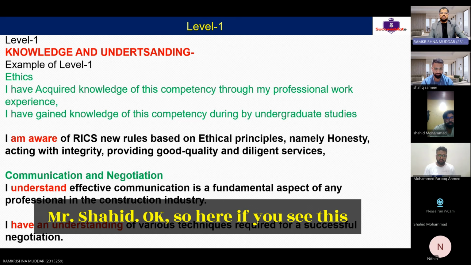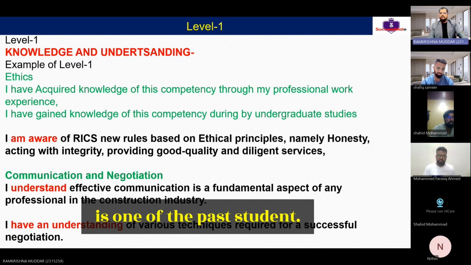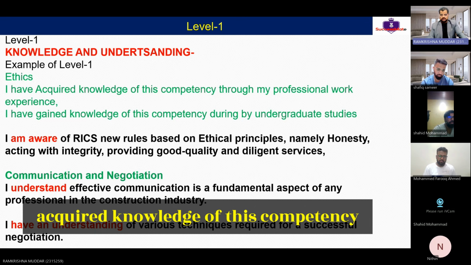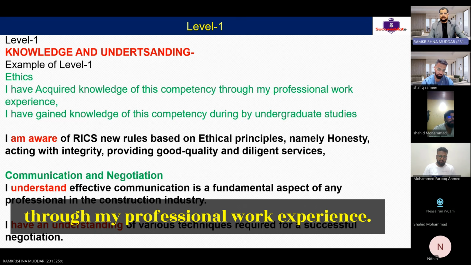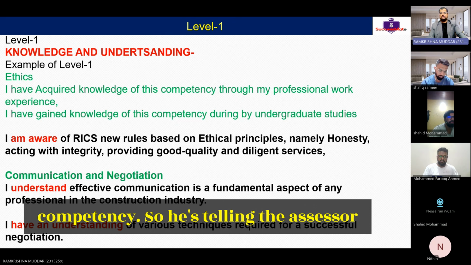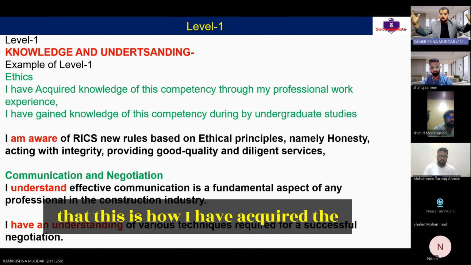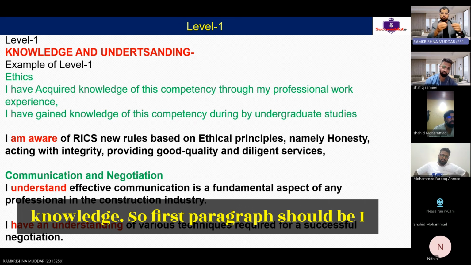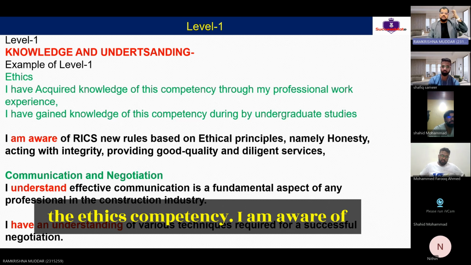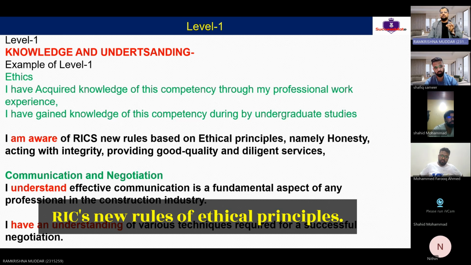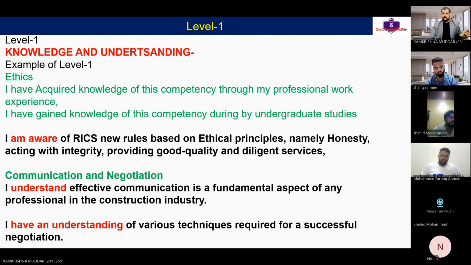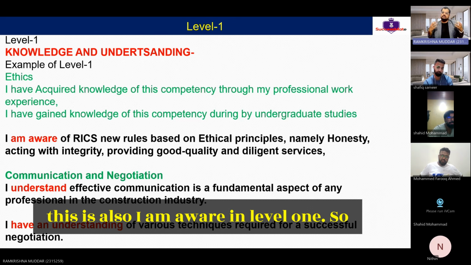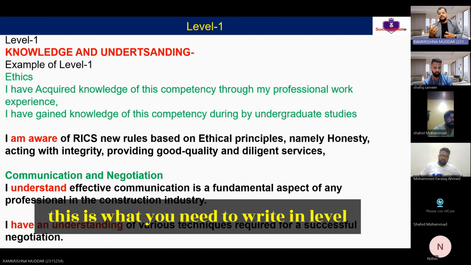Okay, so here, this is one of the past student examples. What he has written: I have acquired knowledge of this competency through my professional work experience. I have gained knowledge of this competency during my undergraduate studies. So he is telling the assessor how he has acquired the knowledge, because the assessor doesn't know from where you got the knowledge. So the first paragraph should be, I have acquired. Then he is telling about the ethics competency. I am aware of RICS new rules of ethical principles, namely honesty, acting with integrity, providing. So he is telling that this is also what I am aware of in level 1. Clear, guys? So this is what you need to write in level 1.